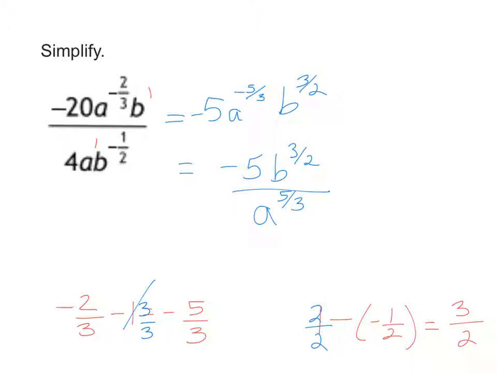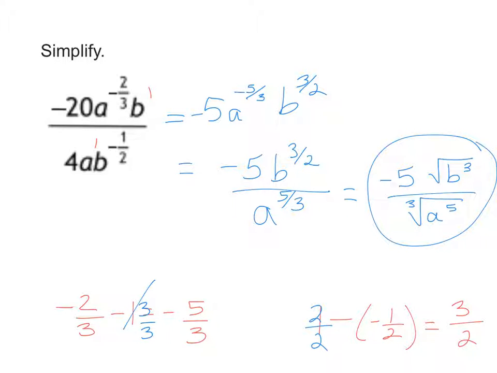And then it says that fractional exponents should be converted to radicals. So this is going to be negative 5 root b cubed over cube root of a to the power of 5. And that's just following that rule that we had at the beginning of class today.